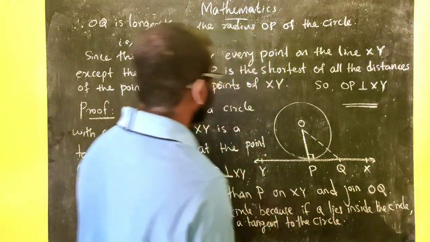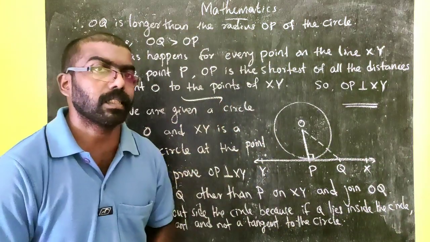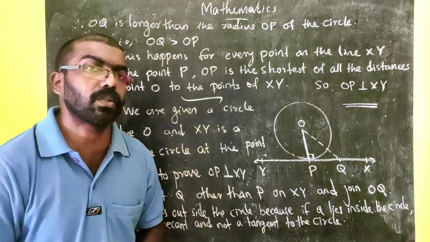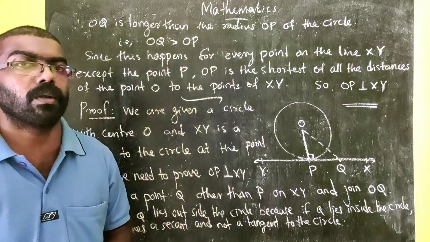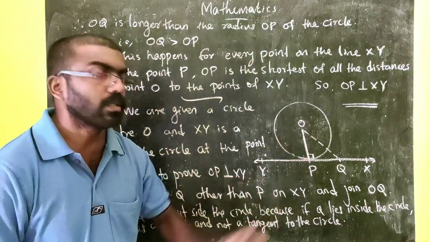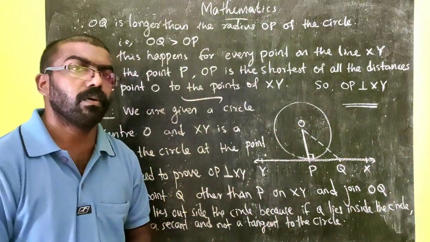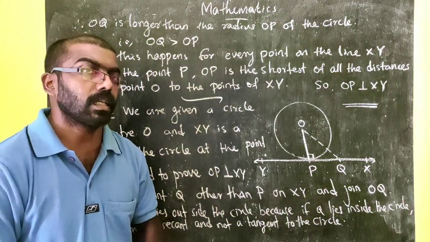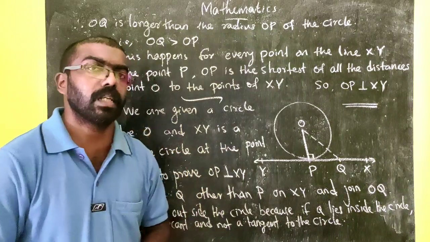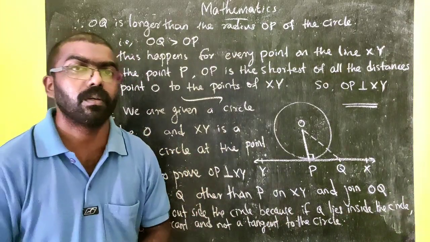Hence the theorem. The theorem states that the tangent at any point of a circle is perpendicular to the radius through the point of contact. Simply we can say tangent is perpendicular to the radius through the point of contact. It's an important theorem. Proof is in the form of a theory, but you have to learn this theorem with the proof.